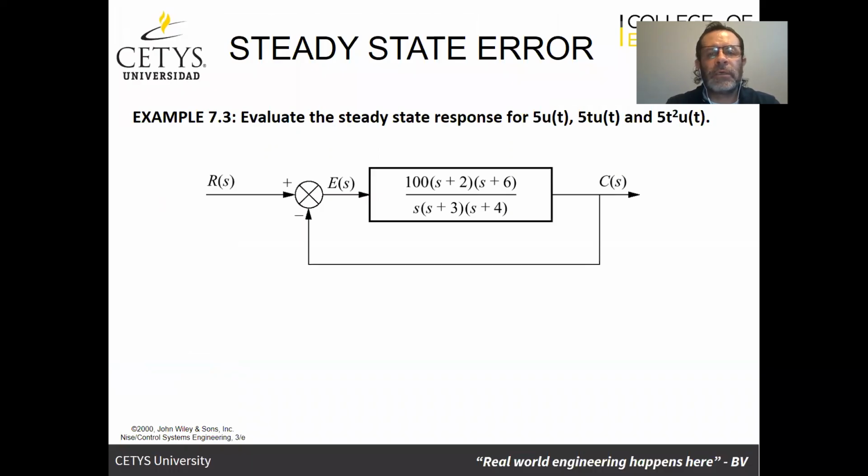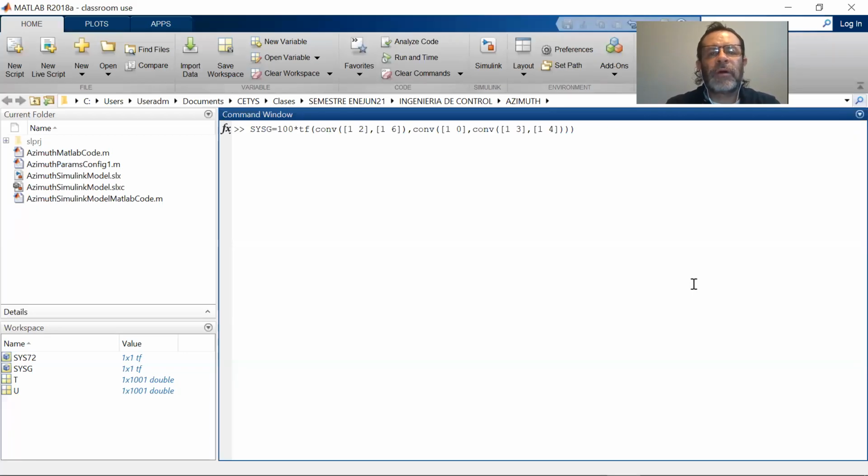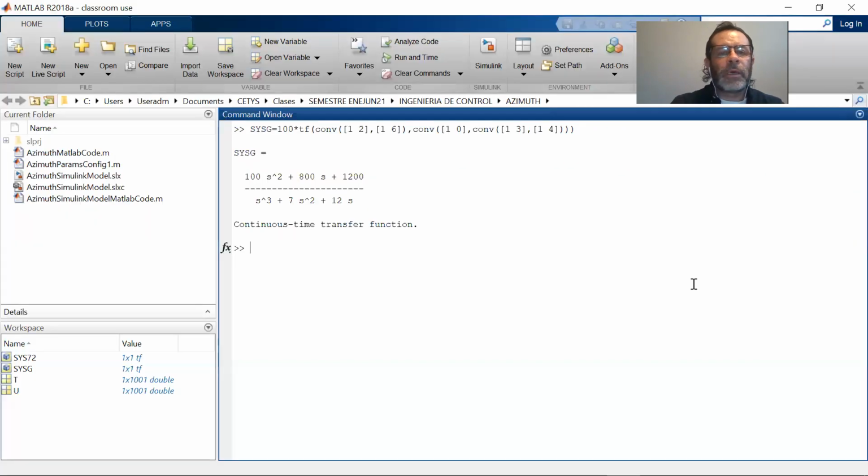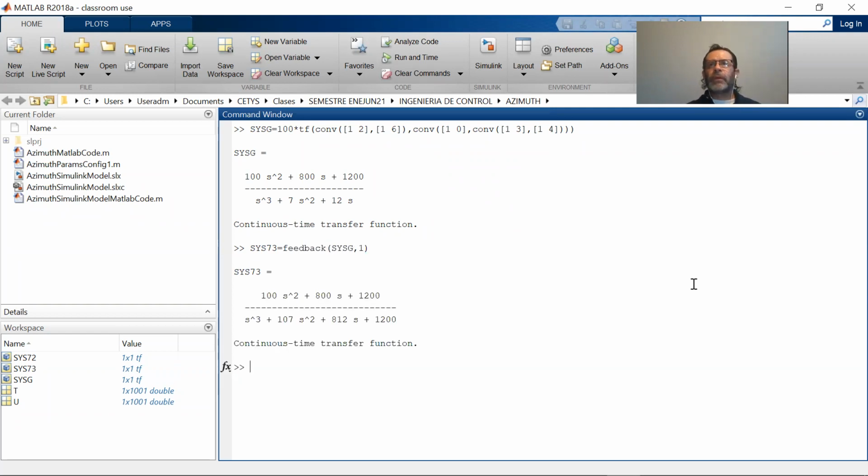Okay, let's see, is that correct? 100 times the convolution of 1, 2, and 1, 6. That's going to give me the numerator. And then the convolution of 1, 0 times the convolution of 1, 3, and 1, 4. Okay, well, that's going to be sysg. And we're going to do the sys, I'm going to call it 7.3. It's going to be the feedback of sysg, comma 1. And that's going to give us the complete transfer function. And we're going to analyze how the system behaves for each of the situations.